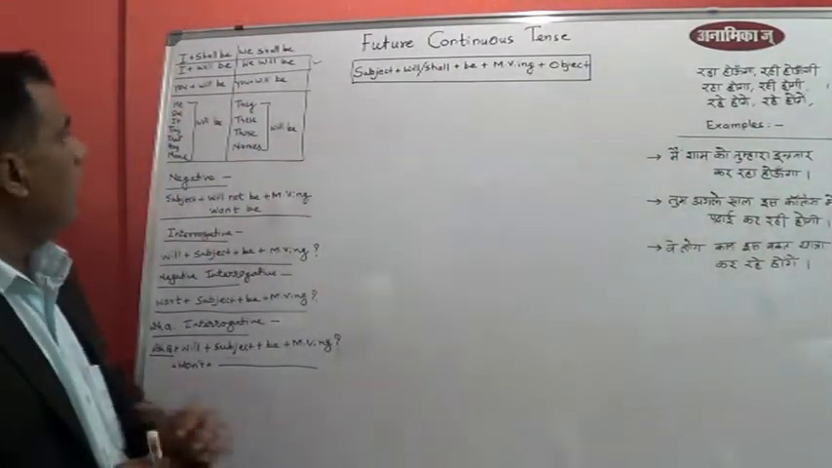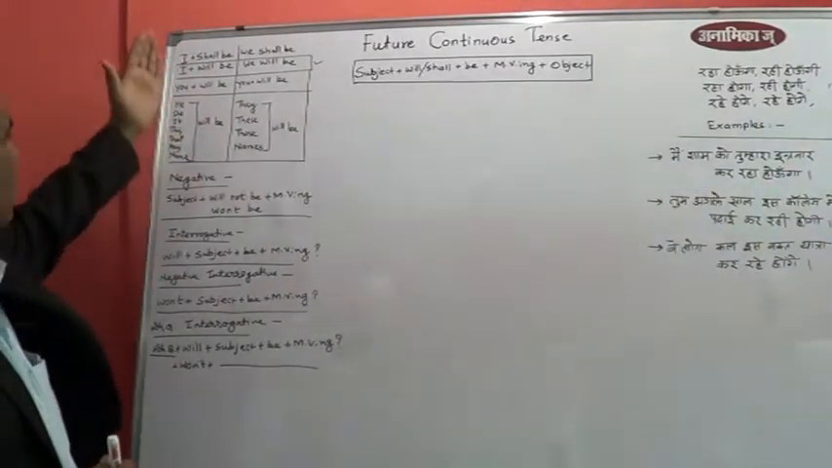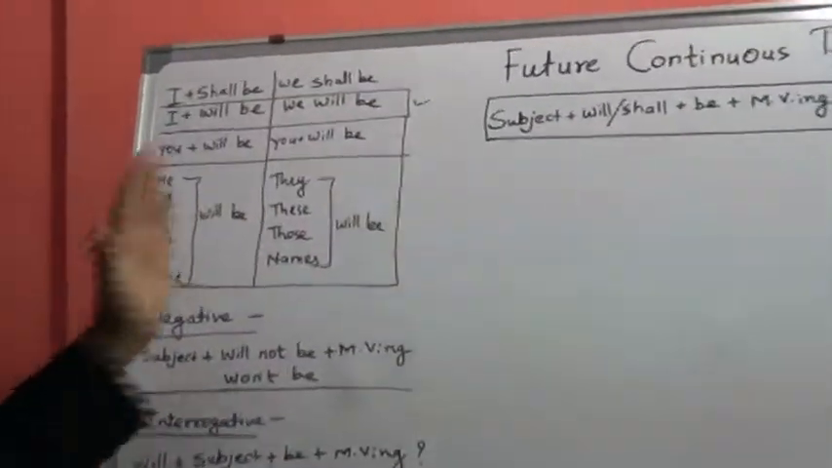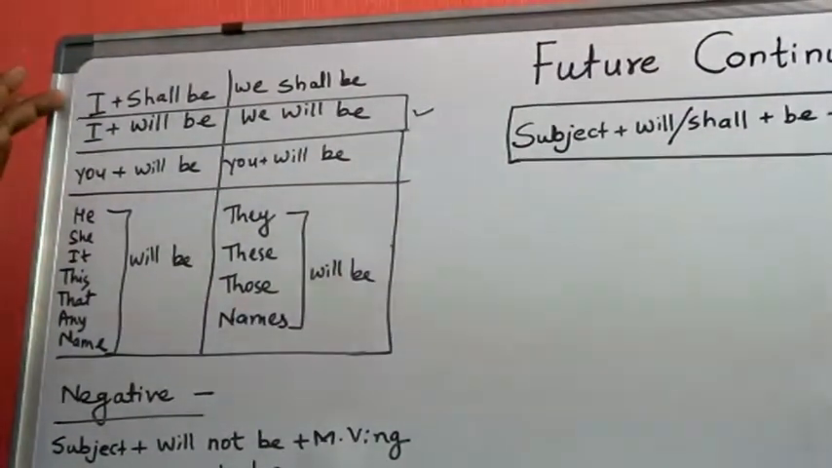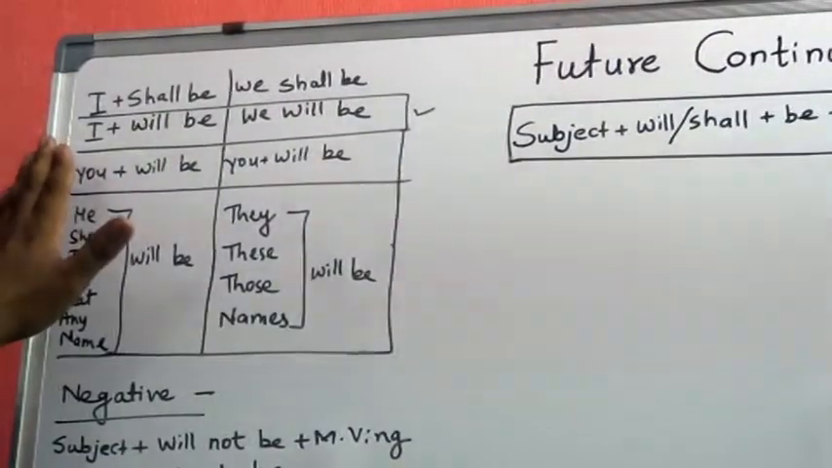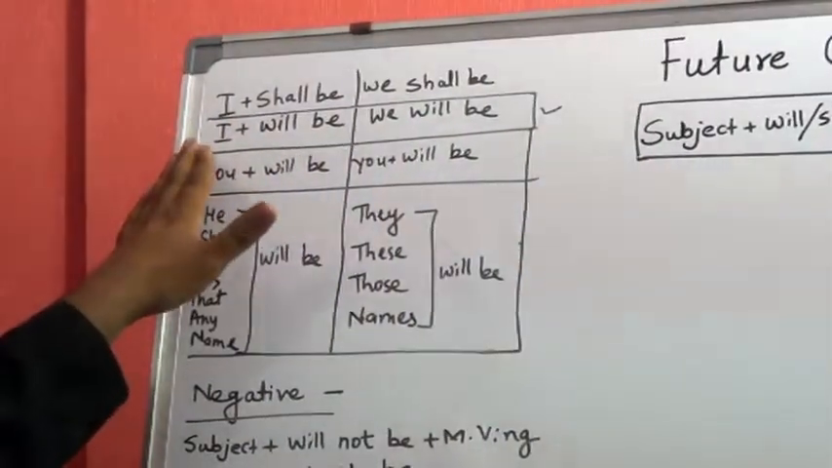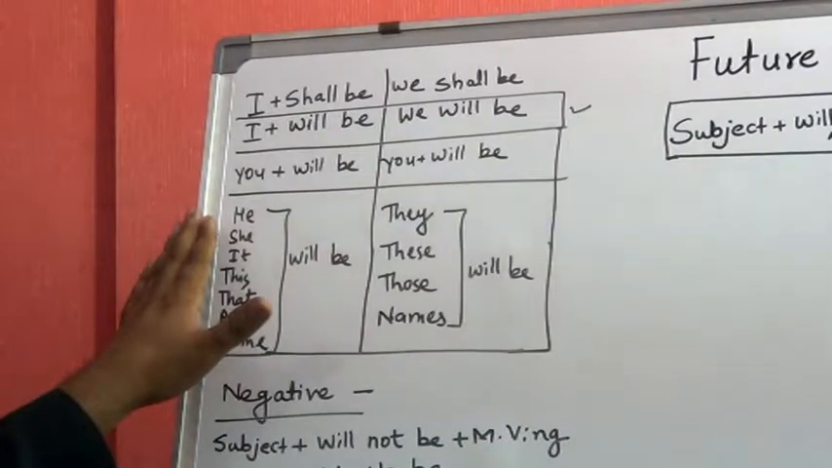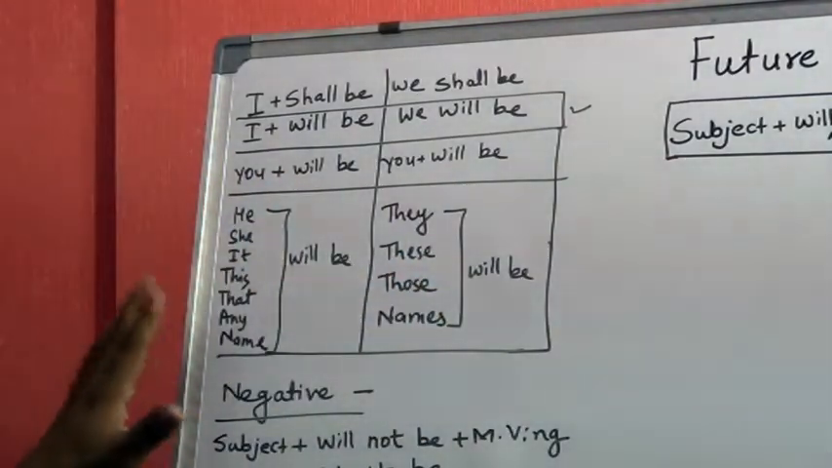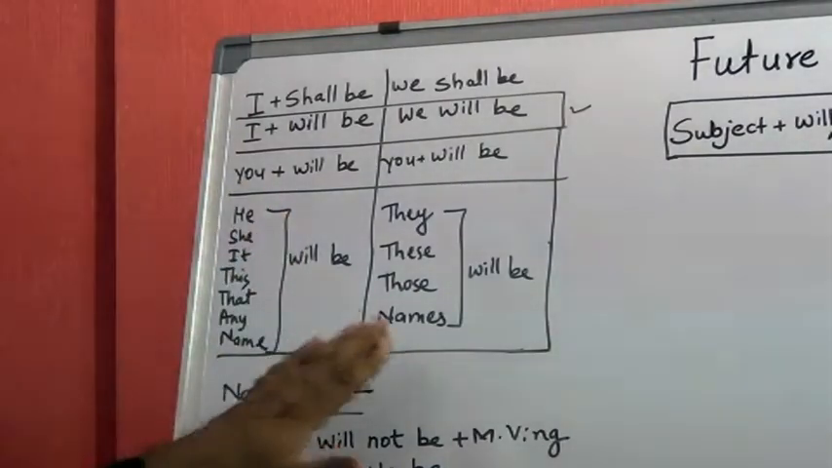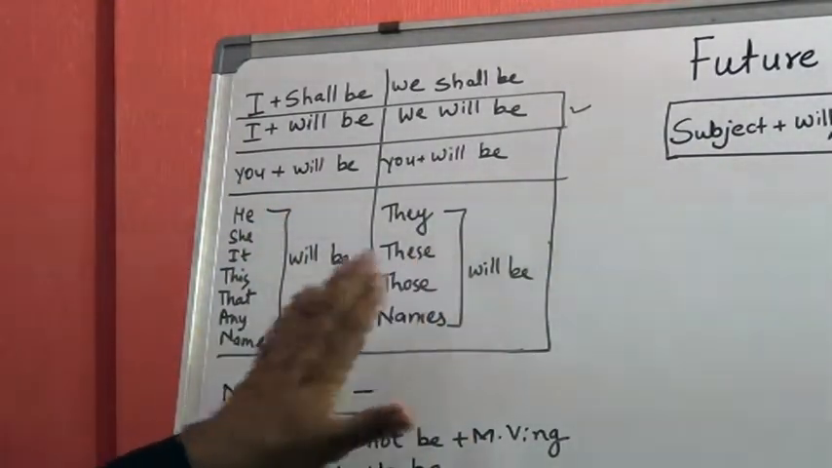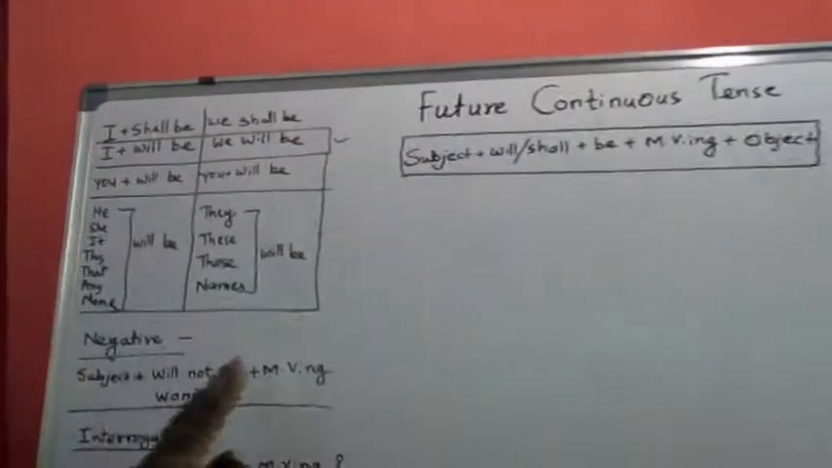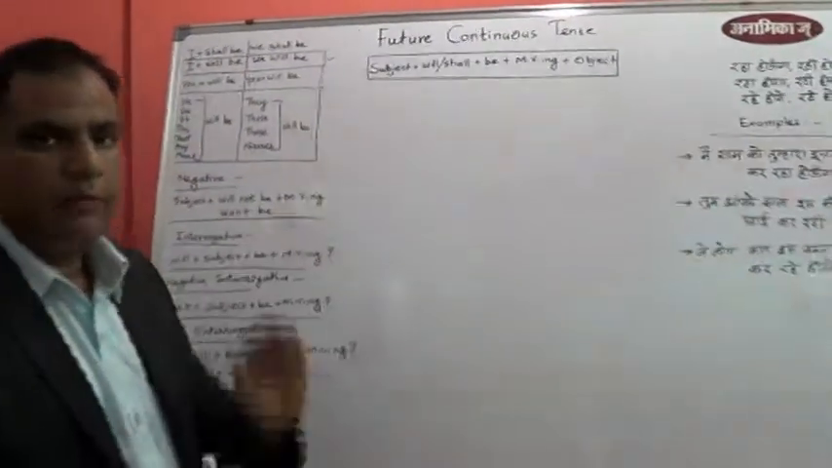Now let's have a look at the subjects and how will and shall can be used. Shall can be used with I or we, but in modern English even with I and we, will is very popular. So that normally comes. Apart from that, for other subjects like you, he, she, it, this, that, any name, or they, these, those, or several names, always will be will come. So this is how we can try to put in the structure that we have seen.